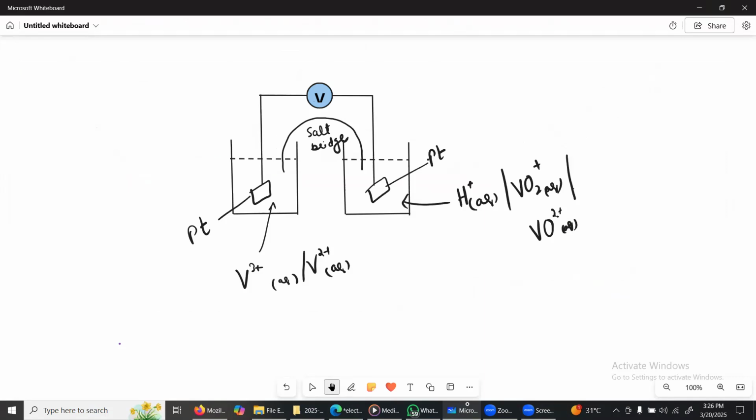So for example, these are our two half cells. Obviously, both are containing ions. So therefore, this will be the setup that we have to draw in the next question. So let's say we are having V plus 3 and V plus 2 ions, and VO2 plus and VO plus 2 ions. So we have to use the data booklet.